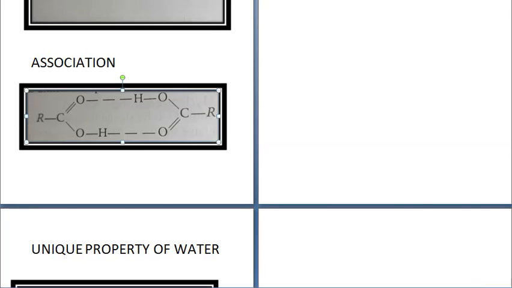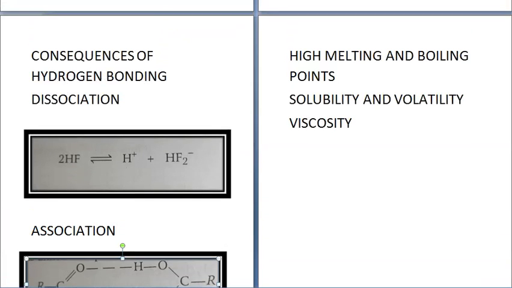The next consequence is high melting and boiling point. Compounds containing hydrogen bonds have high melting and boiling points. Ammonia, water and hydrogen fluoride have high melting and boiling points in comparison to hydrides of other elements in their group. Water exists in liquid state due to hydrogen bonding, but H2S exists as a gas due to absence of hydrogen bonding. Next is solubility and volatility.